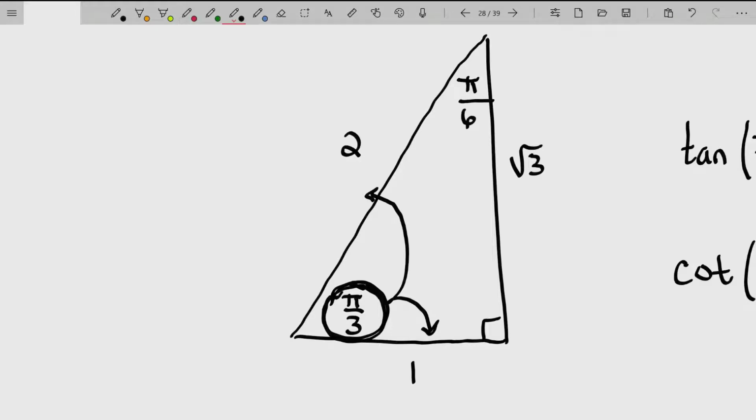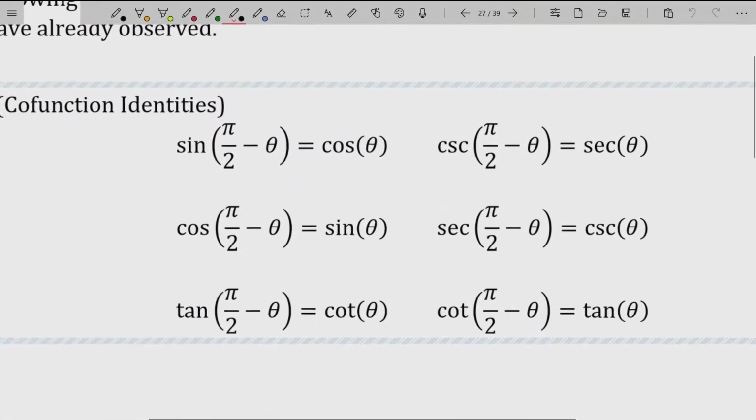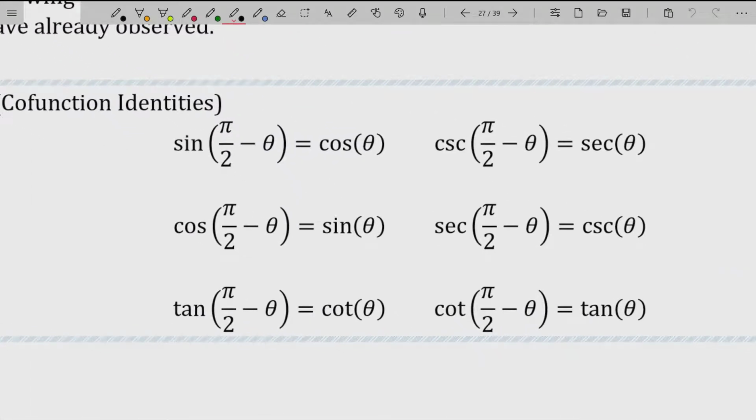Well, what's the cofunction to the cosine? The cofunction to the cosine is the sine. Oh, I didn't make a big deal about that. Actually, I should have mentioned why they're called cofunctions. It's because of the word "co" that gets attached to them. So the cofunction for the sine is the cosine.